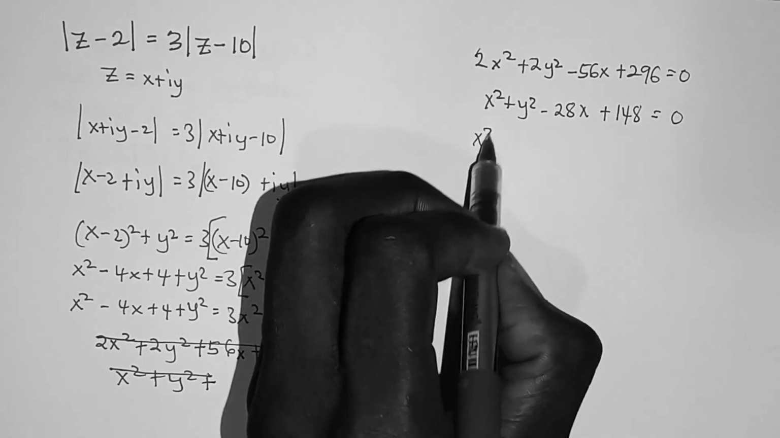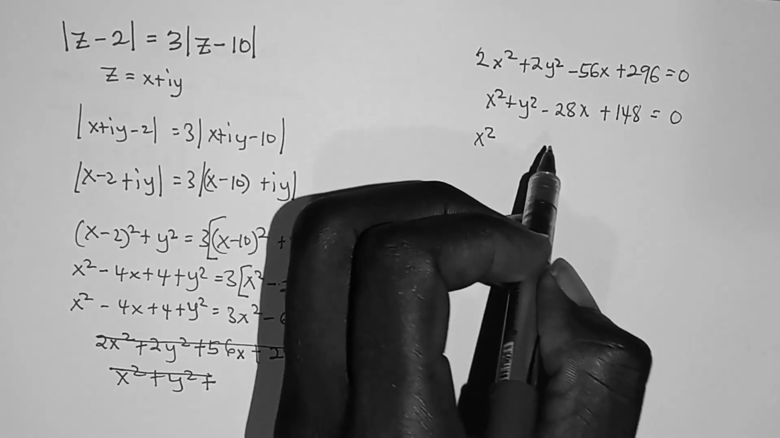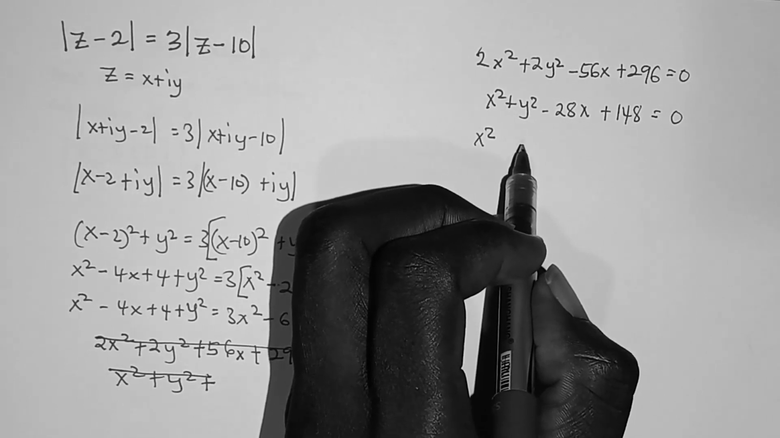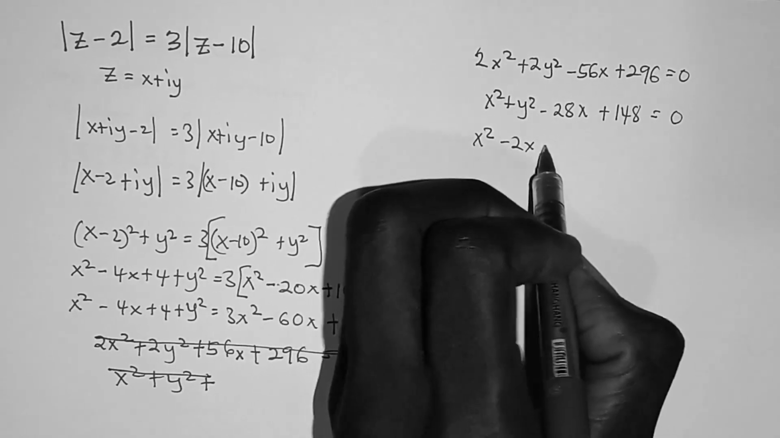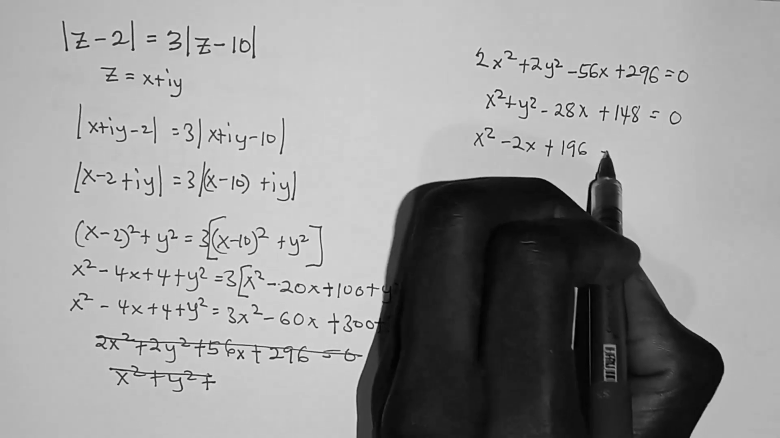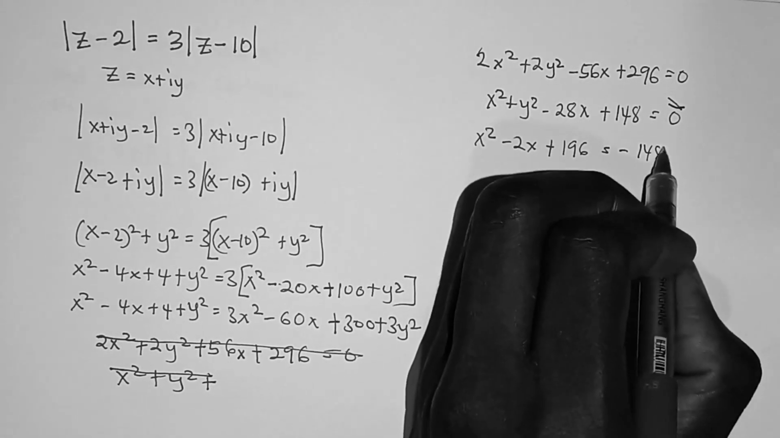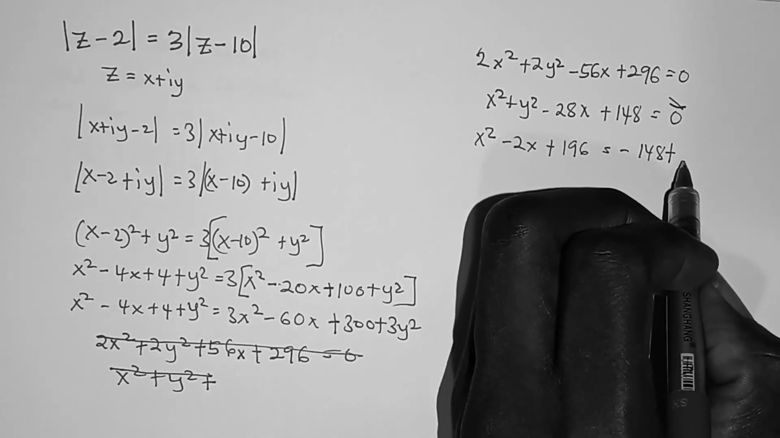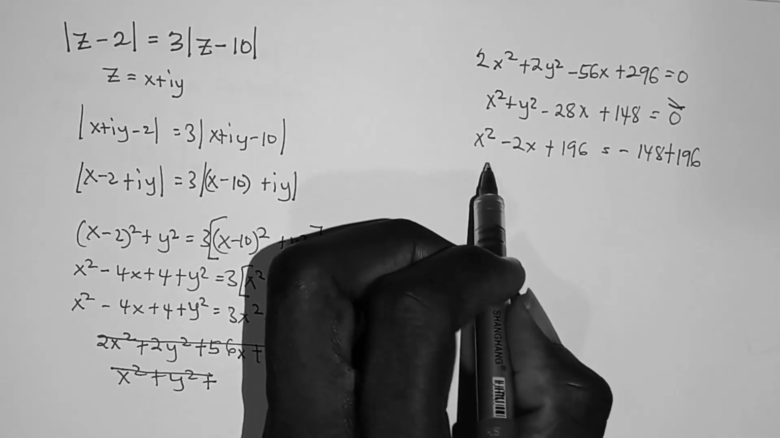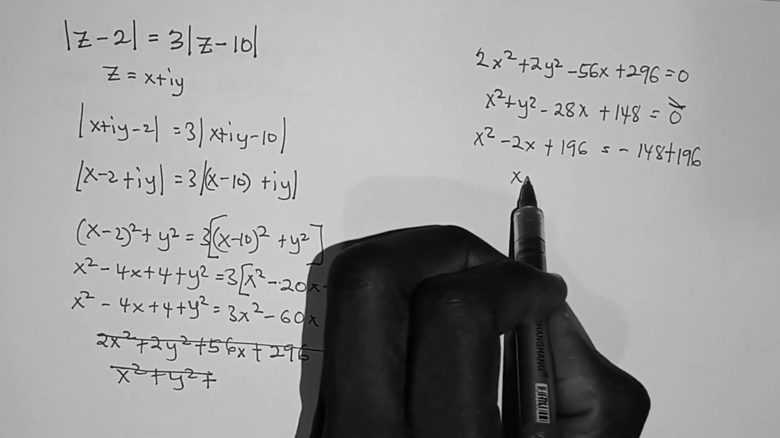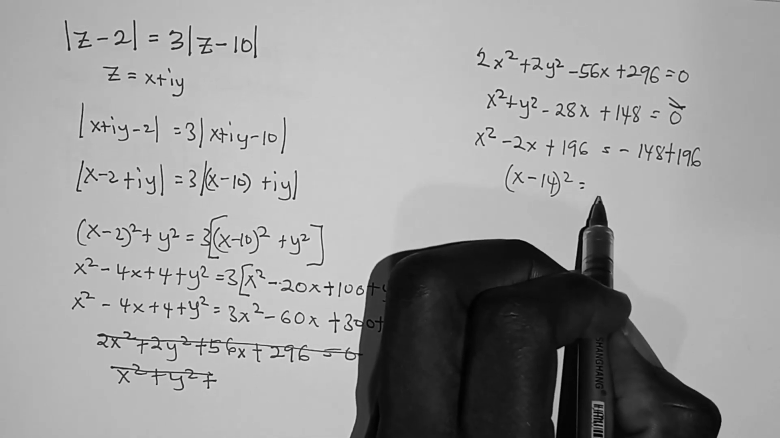So this becomes x squared. Then you find half of minus 28, which is minus 14, and if you square minus 14, you will get 196. So here we have x squared minus 28x plus 196 is equal to, you take this to the right hand side, so it becomes minus 148, then we add 14 squared, which is 196. So this can be written as (x minus 14) all squared, and this is equal to 48.